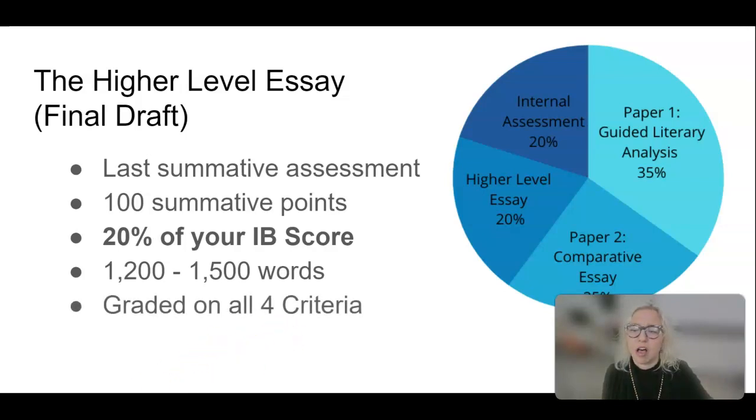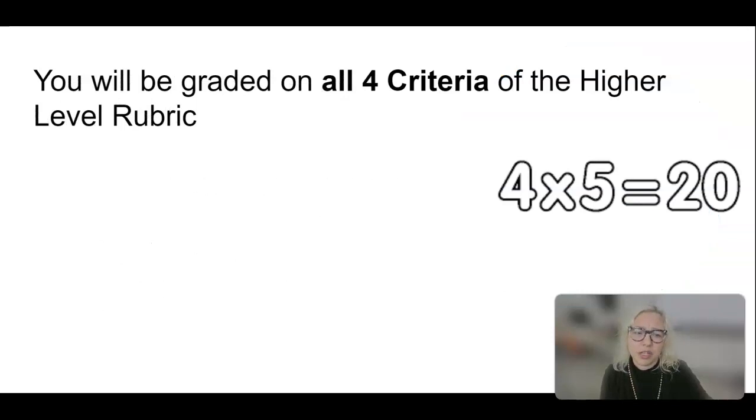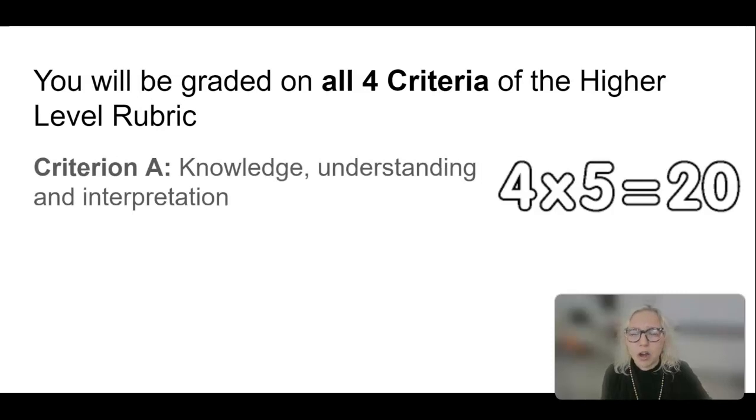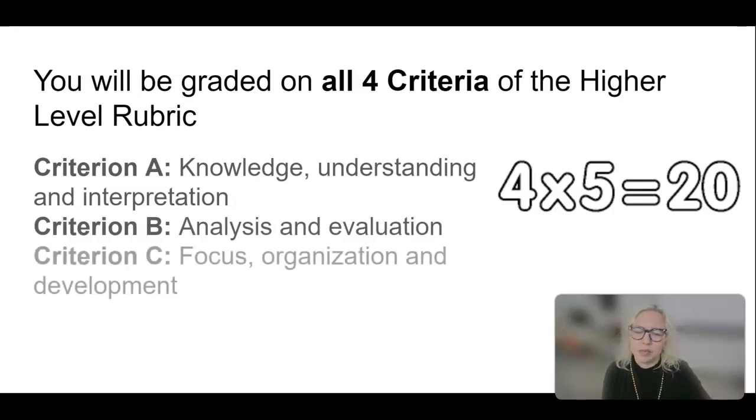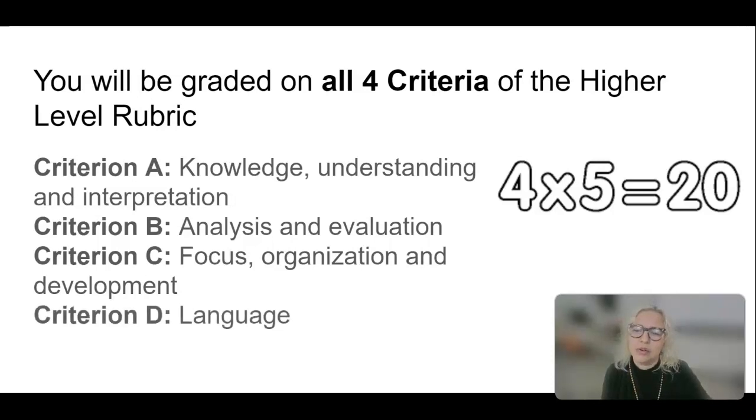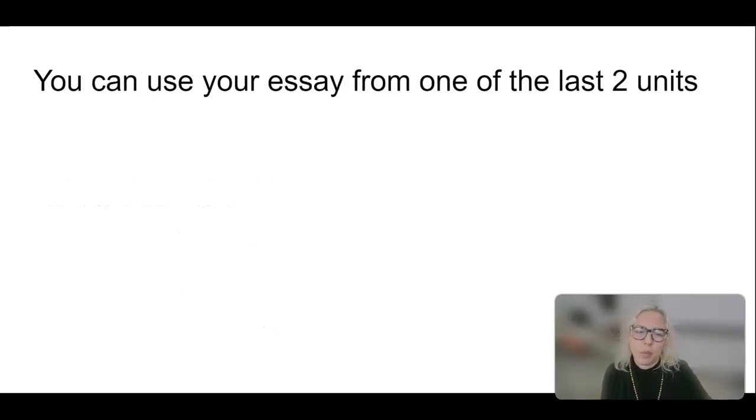It is going to be graded on all 4 criteria, though, this time. So each criterion has 5 marks for a total of 20 marks, and we've already been looking at criterion A and criterion B. Those are the 2 that I've been grading all along. For the last summative assessment, we added part of criterion C, which was integrating quotes, but we're going to add the rest of criterion C, focus, organization, and development, now with this final higher level essay. And then also criterion D, your use of language, will also be graded this time. So all 4 criteria.